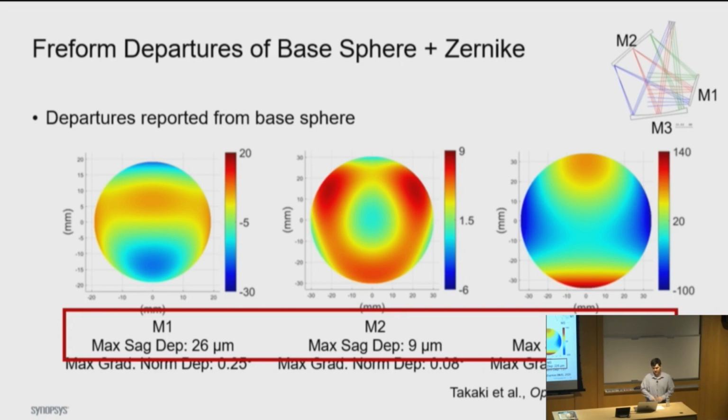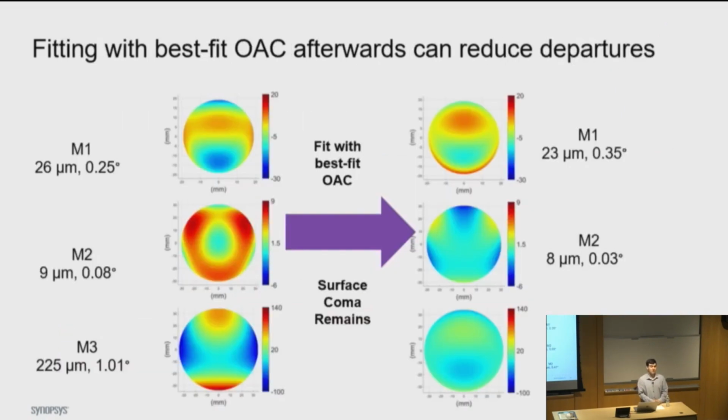This uses base spheres. So the next thing we're going to do is take these three sag departure profiles and fit them with the best fit off-axis conic afterwards. So the left-hand side shows the base sphere departures. The right-hand side shows the departure from the best fit off-axis conic. You get some improvement.